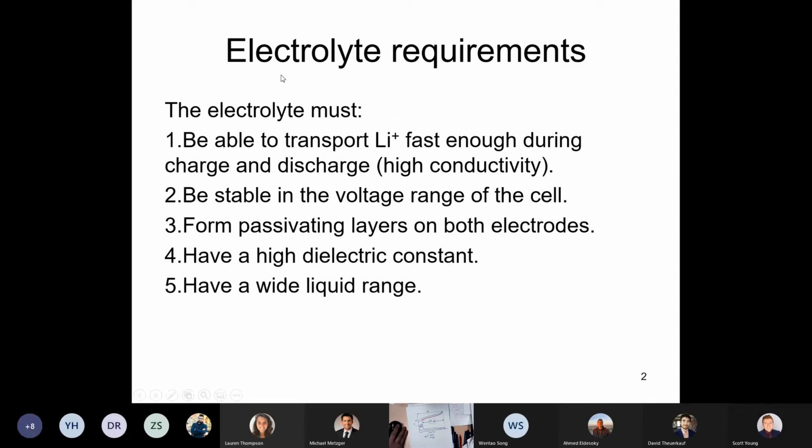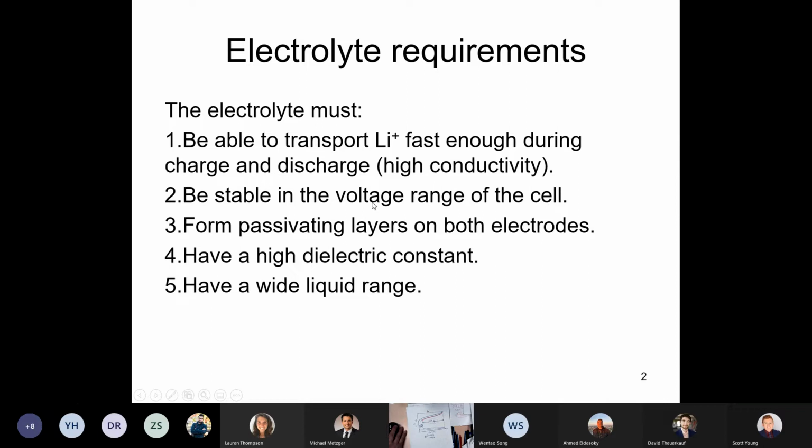If you think about the electrolyte, there are certain requirements that it must have. It has to be able to transport lithium quickly enough during charge and discharge. So this means a high ionic conductivity or a high lithium diffusion constant in the electrolyte. It needs to be stable in the voltage range of the cell.